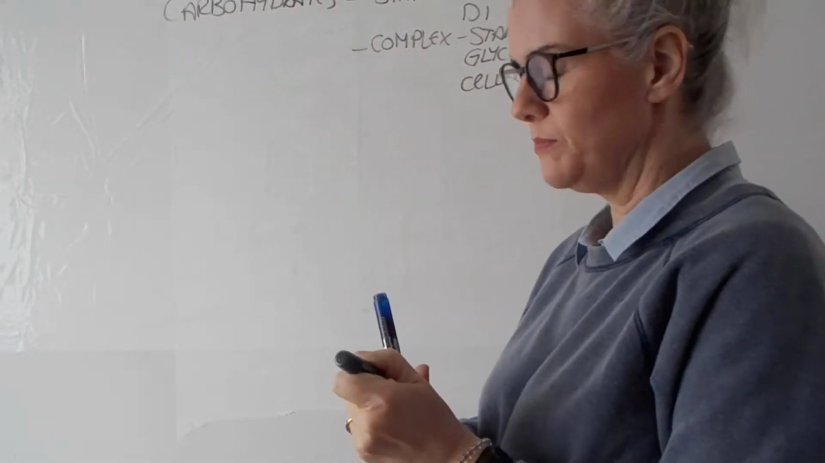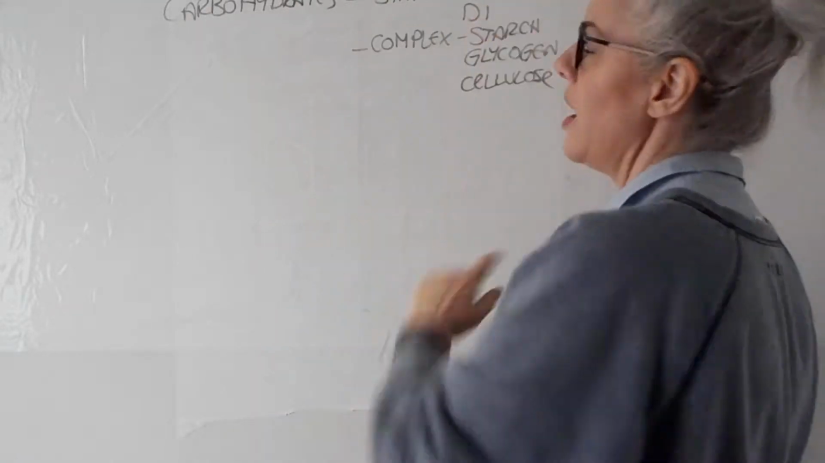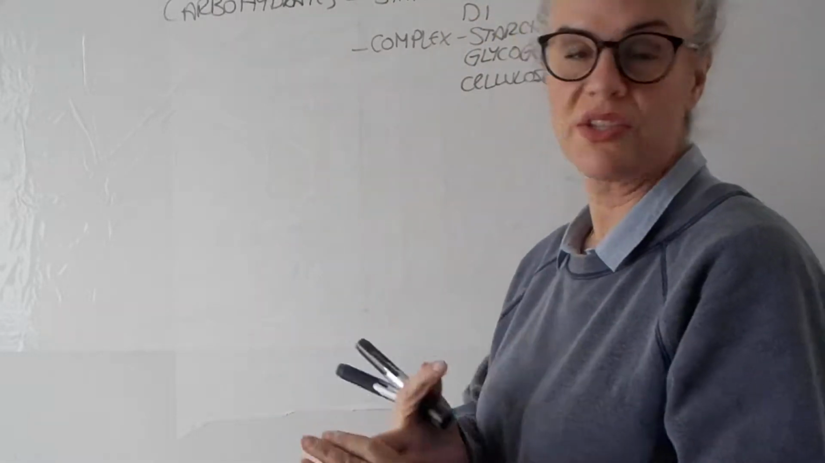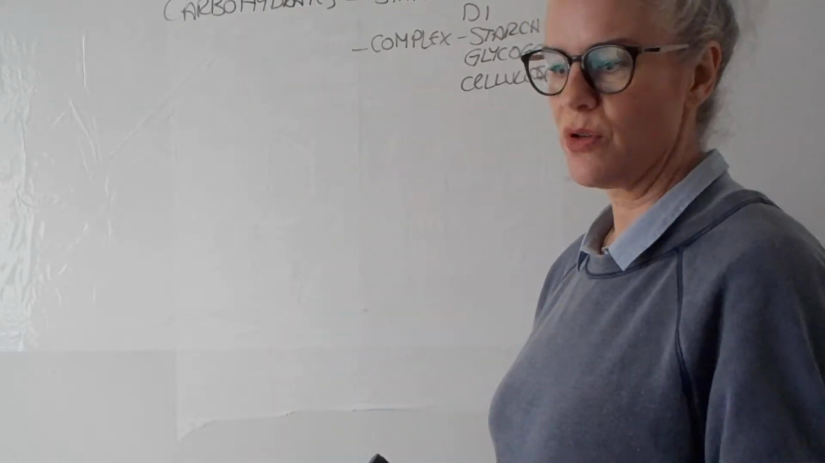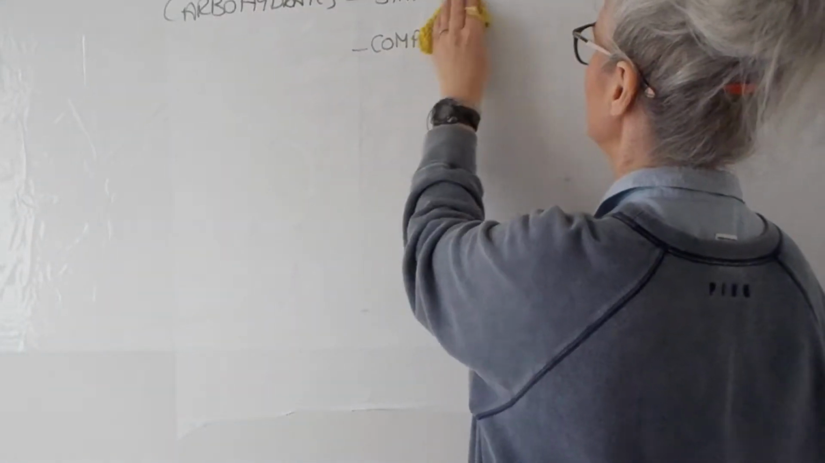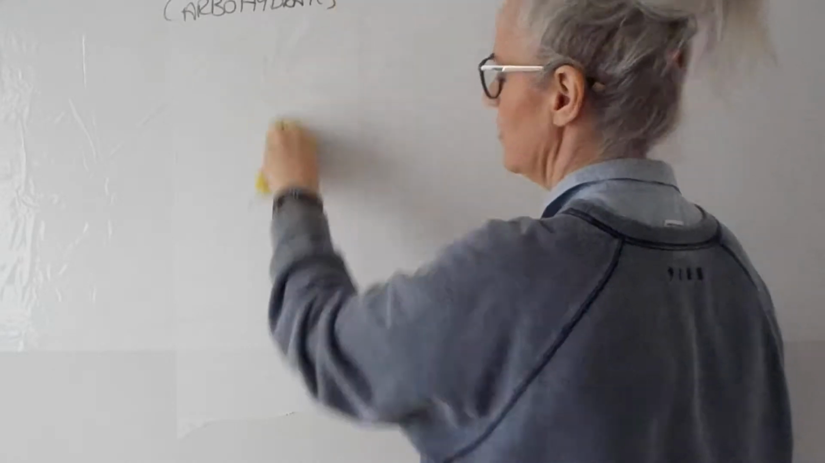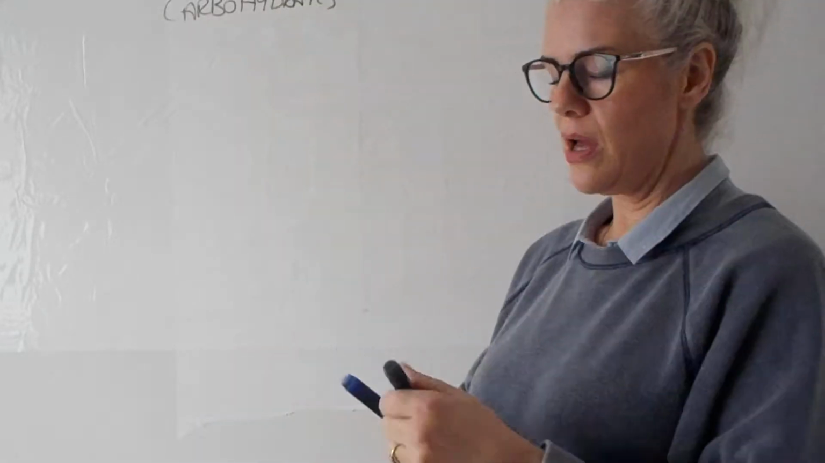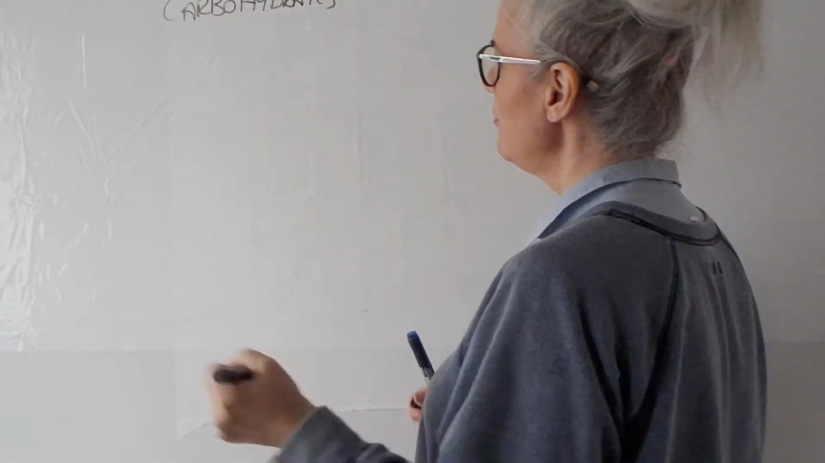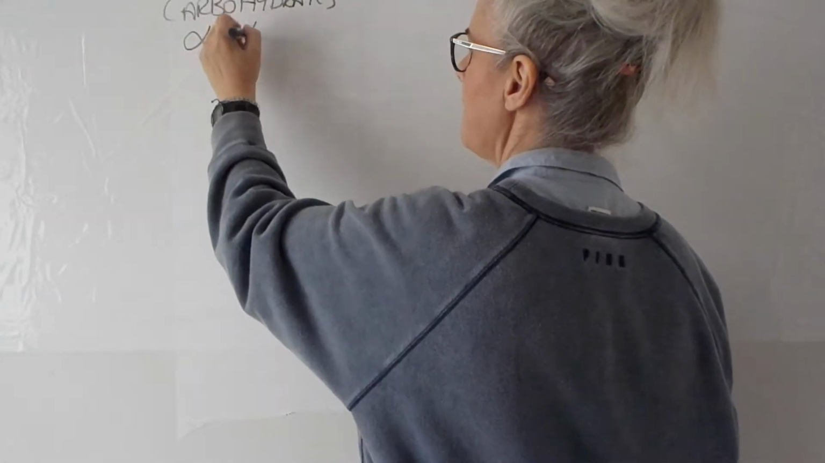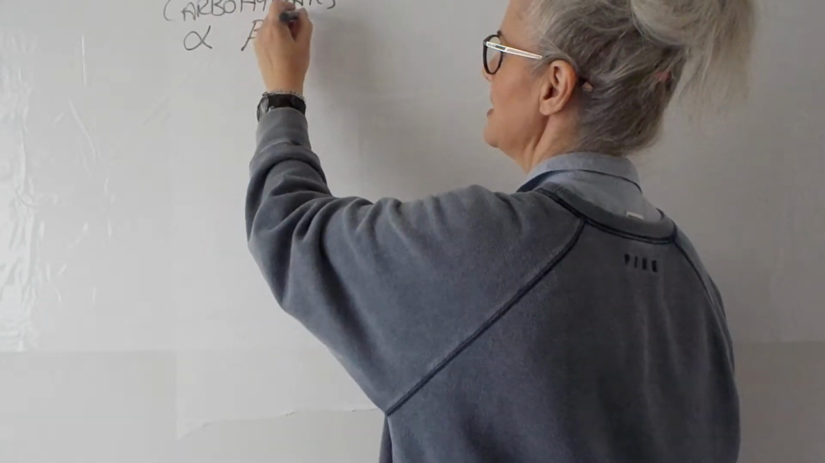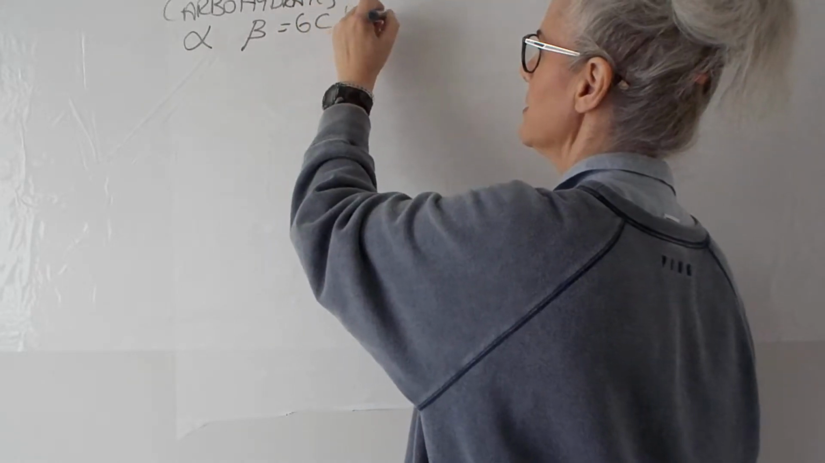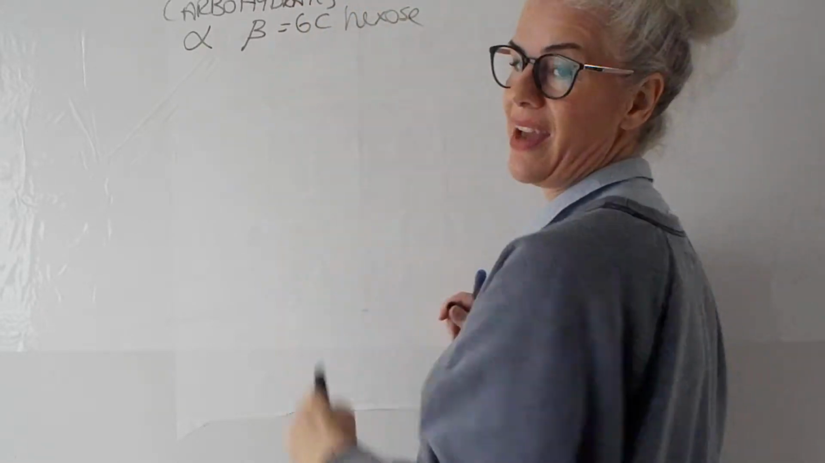Okay, now the simple ones, the monosaccharides, they're what we're going to start with. So that's glucose, galactose, fructose, ribose, deoxyribose, things like that. So let's start with those. So there are two types of glucose. There's alpha glucose and there's beta glucose. Now the basic shape is the same. They are both 6-carbon hexose sugars. Hexose because they have 6 carbons.